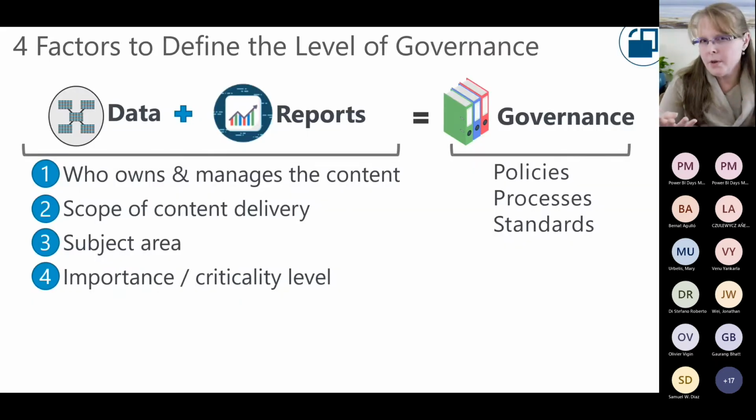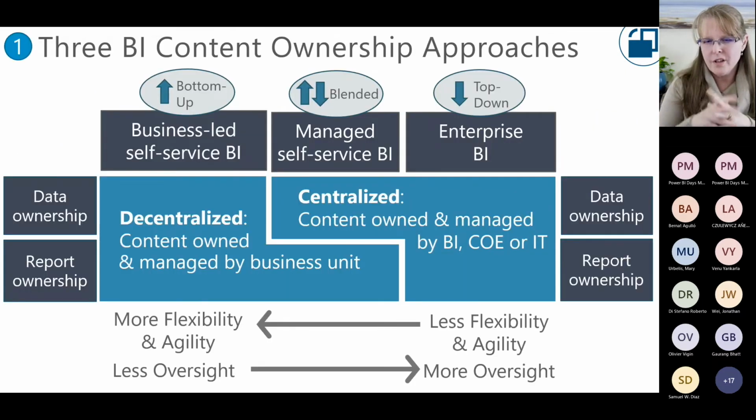So this is also in the adoption roadmap. 4 factors to define the level of governance for how something is going to work. We're going to start out with who owns and manages the content, the scope of delivery, the subject area, and then the importance or the criticality level. So let's start with this. There's actually a lot going on here. So let's break this down.